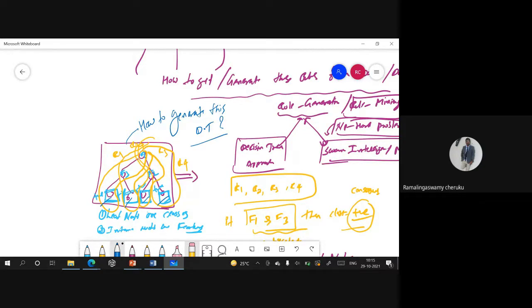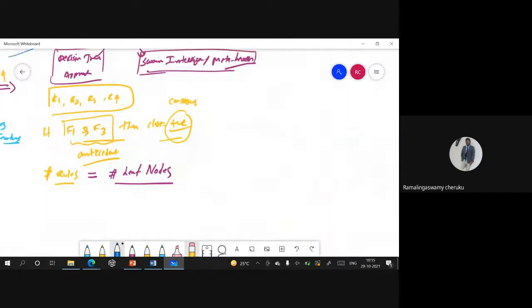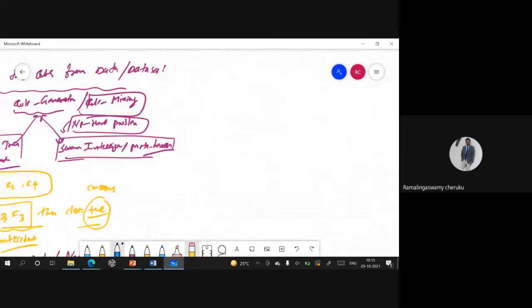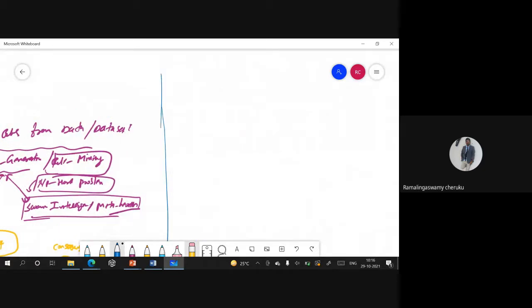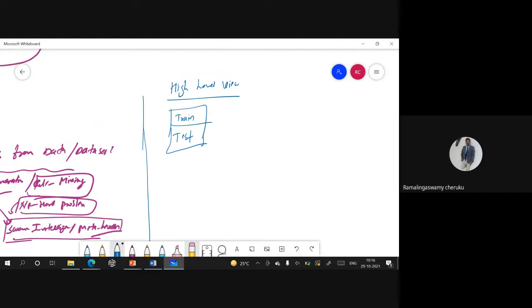How to generate? Okay. Let me discuss in high level view, then we will go in detail. High level view. So first, you have to split your data set into training and testing part. You're done, okay? Then you take the training data set.